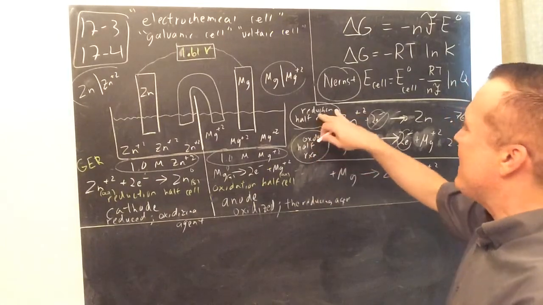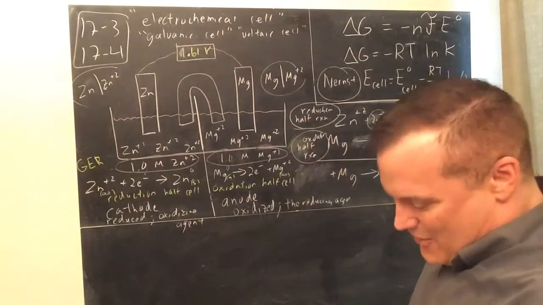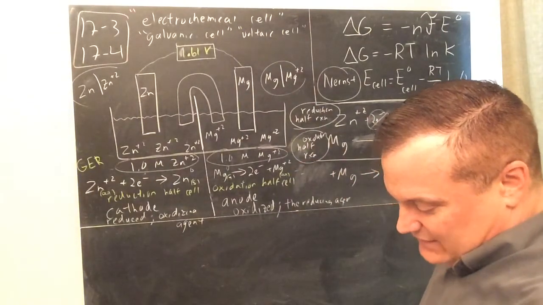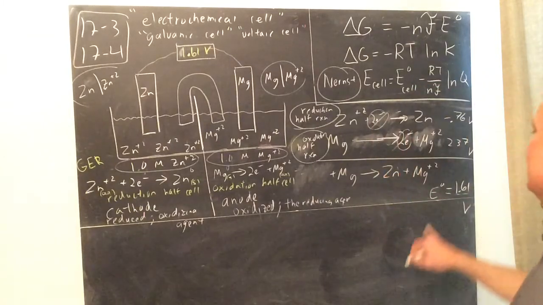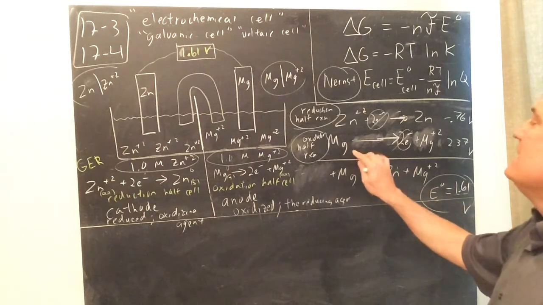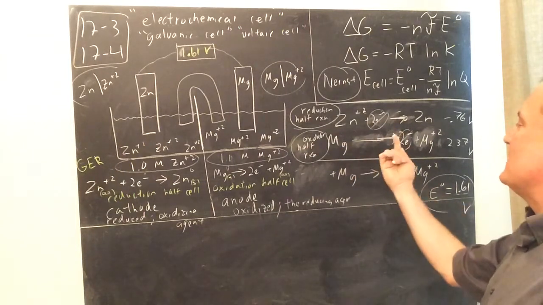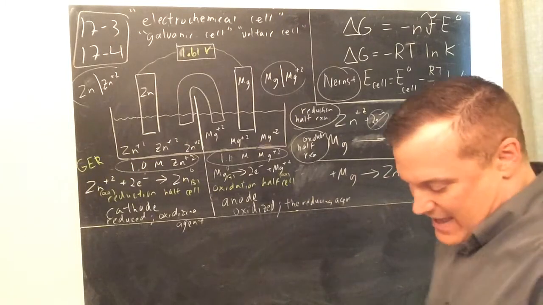Oxidation half, reduction half is probably enough. You probably can do that. All right. Now calculate the cell potential, E of the cell, for the spontaneous reaction. And we got that. It's 1.61 volts. And you had to know, mainly because magnesium was flipped, that equation became a positive 2.37. And there it is.